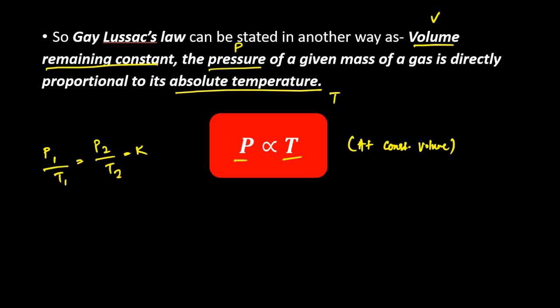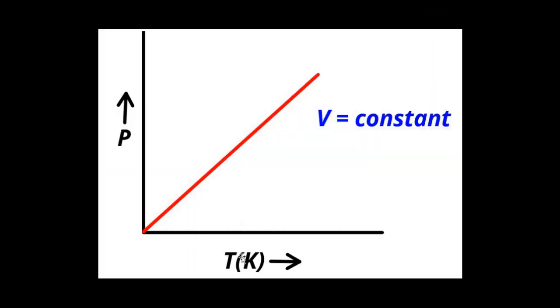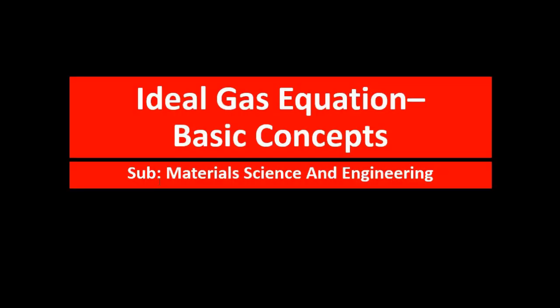And this is the plot of Gay-Lussac's law, where we have temperature in Kelvin on the x-axis and pressure on the y-axis. So it is a straight line with a certain slope passing through the origin. Volume is constant.